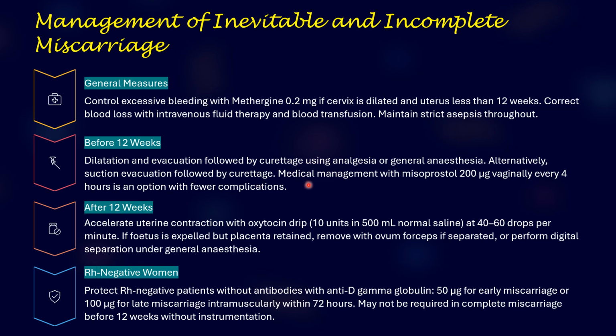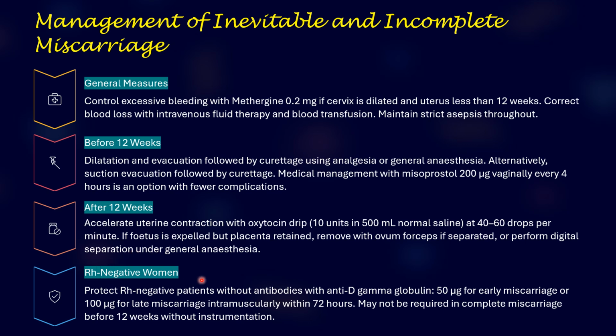Okay, so medical management with misoprostol 200 microgram vaginally every 4 hours is also an option with fewer complications. If it is after 12 weeks, then accelerate the uterine contraction by giving oxytocin drips. How much should be given? 10 units in 500 ml, and it should be rapid, 40 to 60 drops per minute. If the fetus is expelled and the placenta is retained, remove with ovum forceps if separated, or perform digital separation under general anesthesia.